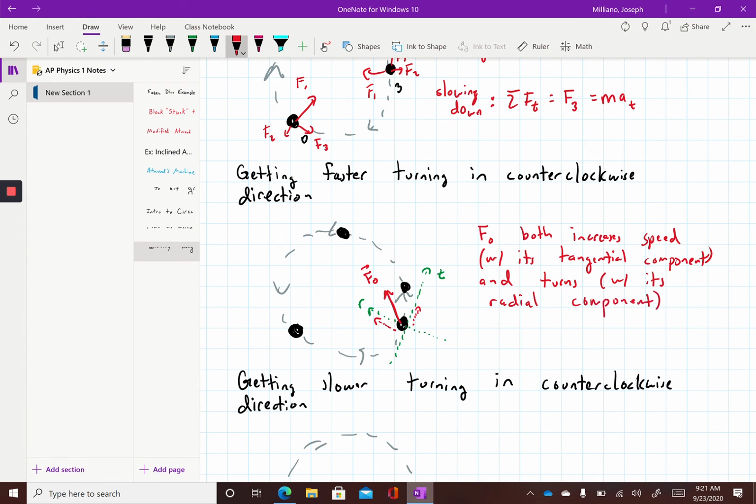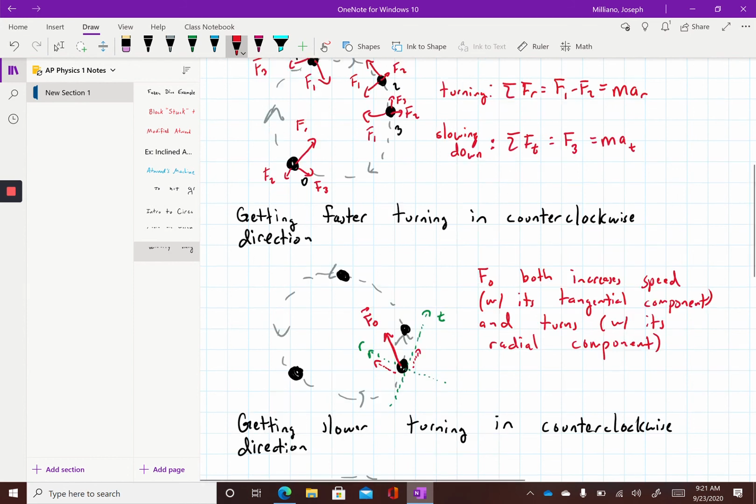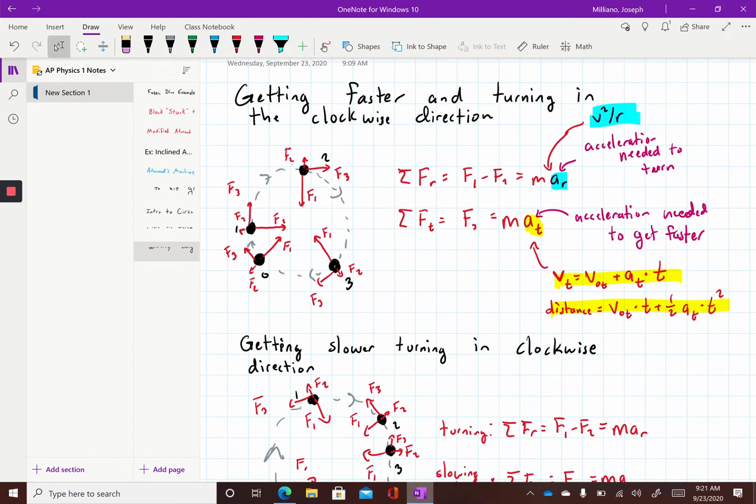So you don't necessarily need two forces to make this happen. You could also have one force that has components in both the radial direction along the radius and the tangential direction tangent to the circle. All right, so that should do it. I hope that gives you a nice sort of big picture overview.